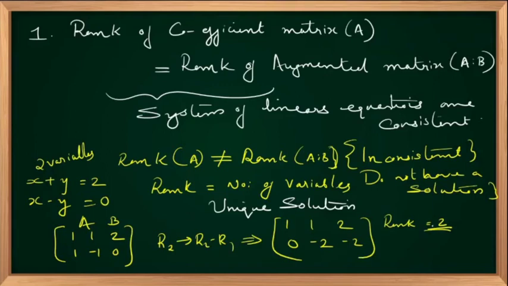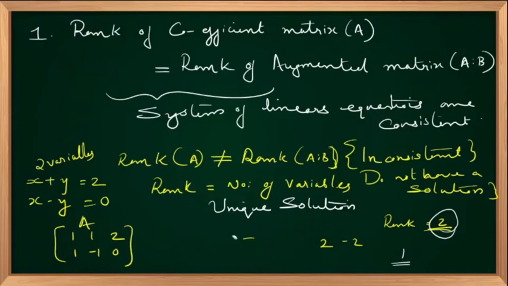For that, you need to check the rank. What is the rank here? The rank is equal to the number of variables, which is equal to 2. Yeah, this is pretty simple. The points are very simple. If the number of variables is equal to the rank of the matrix, then we can say there is only one particular solution for this particular case.